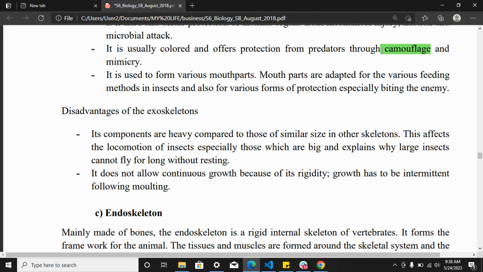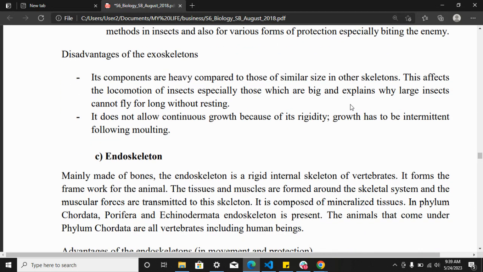So it is used rero to form various mouth parts, no kuvuga ngo skeleton ikoze ibice byinshi bitandukanye by'umunwa wa organism, hanyuma ibi bikaba bitanga adaptations muri methods of feeding, sibyo? And also for various forms of protection, especially biting the enemy. Ikindi kintu, your mouth parts zikozwe na skeleton zishobora kwifashishwa no muri protection, nko mu gihe organism iri kwirwanaho biting at the enemy. Ikindi rero, it's about the disadvantages of the exoskeletons.